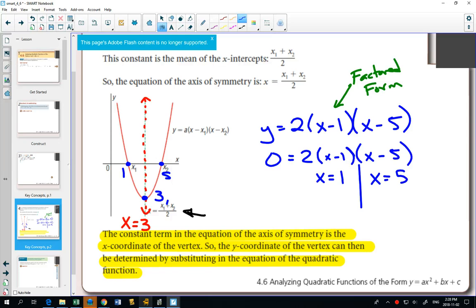How do I find out what that something is? I could plug 3 into my equation. 2 times negative 2 would be negative 8. So I plugged 3 back into my factored form of my equation and found out what y was. And since I know that 3 has to be the x-coordinate of my vertex, I can find my vertex that quickly.